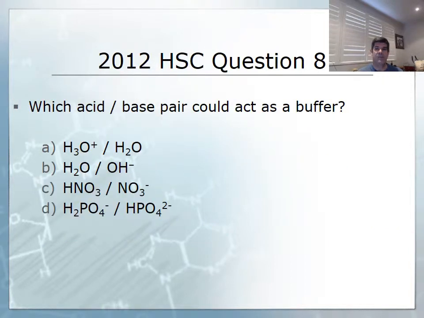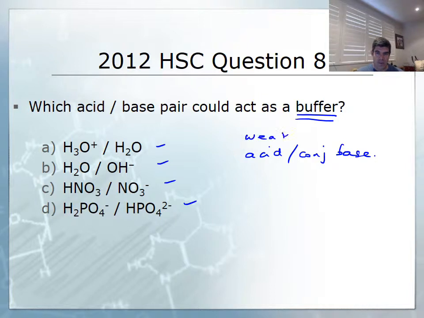So here's a question from the 2012 HSC paper, question 8. It's, as you can see, a multiple choice question. Which acid-base pair could act as a buffer? So our answer to this question means we need to have an acid and its conjugate base. Do we have that for each one here? That's an acid base, that's an acid base, that's an acid base, that's an acid base. So all of them actually fit the category.